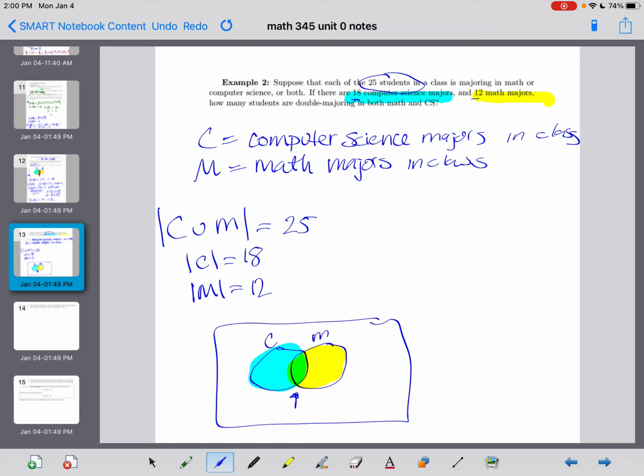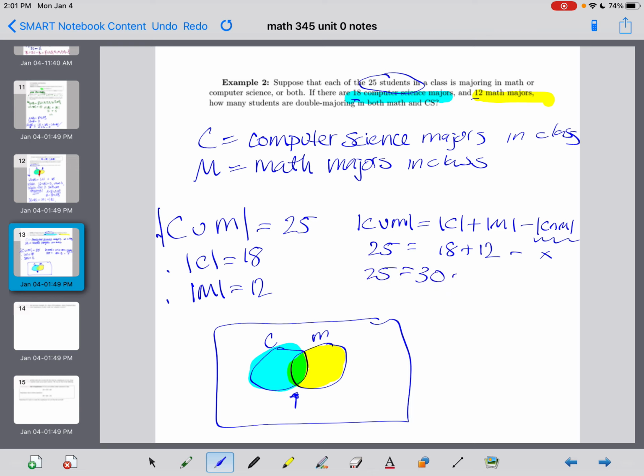So the principle of inclusion-exclusion tells us that the cardinality of the union is going to be equal to the cardinality of C plus the cardinality of M minus the cardinality of the intersection. And because I know 3 of these already, this is a simple linear equation to solve. 25 is equal to 18 plus 12 minus this intersection, which is what we're looking for. Let's call that x for now. So 25 is equal to 30 minus x. Okay, so x has to be equal to 5.